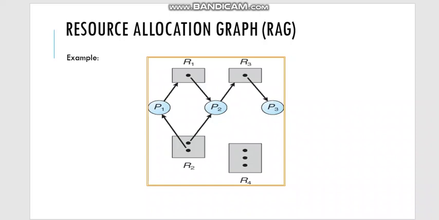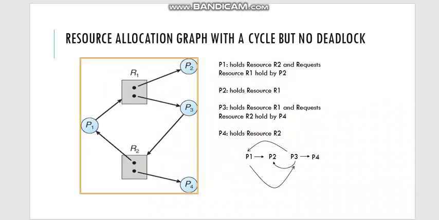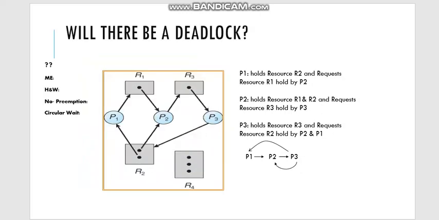So there are two instances of resource 2, one instance of resource 1 and 3 each. Okay, so we'll see with the example how we can identify whether there is a deadlock or not. Okay, so this is the resource allocation graph. Will there be a deadlock?